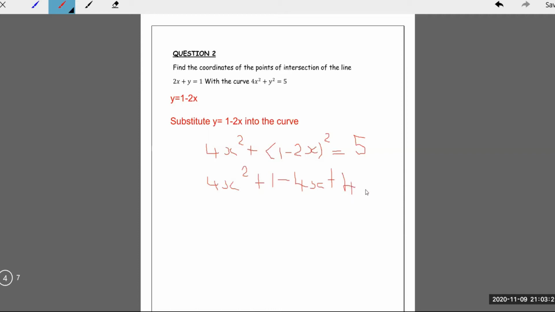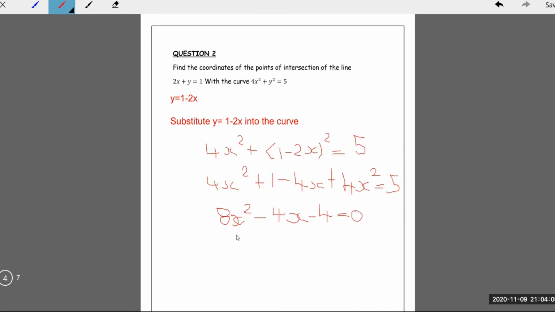So it's working out pretty good. All right. Now I can add the 4x squared and the 4x squared, and I end up with 8x squared by grouping like terms. After I group the like terms, I get 8x squared minus 4x plus 1 is equal to 5. Now, instead of having the 5 over here, I'm going to bring it over to get 1 minus 5, and 1 minus 5 is negative 4. And that's equal to 0.